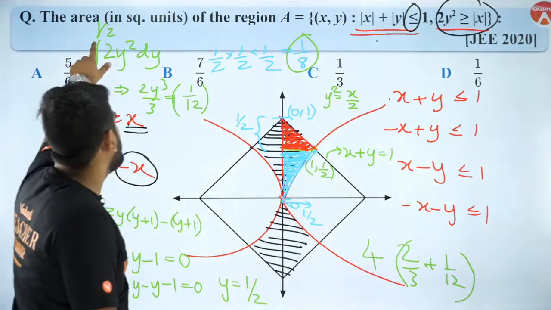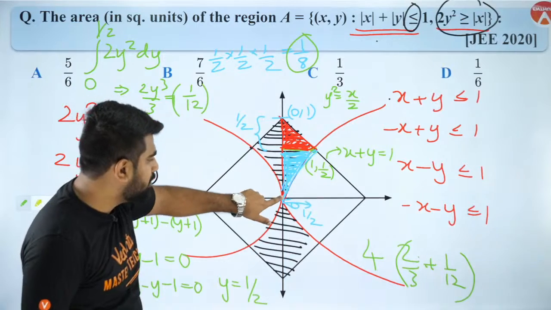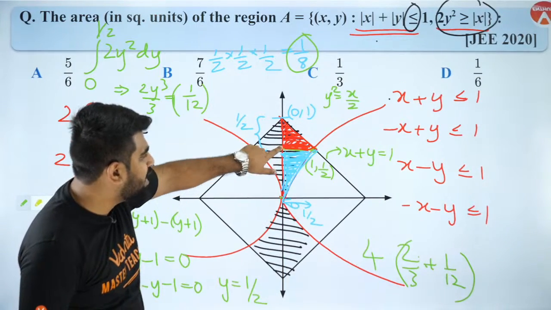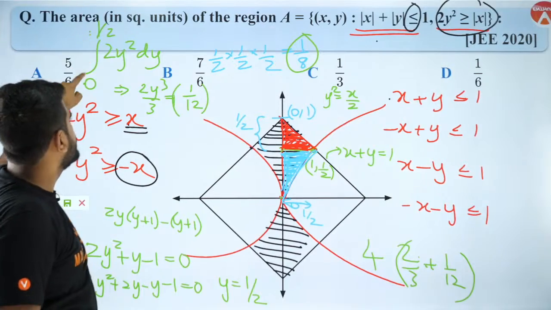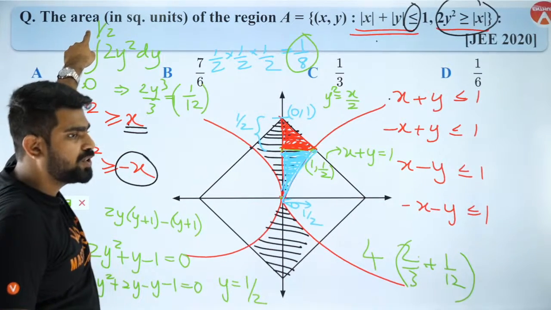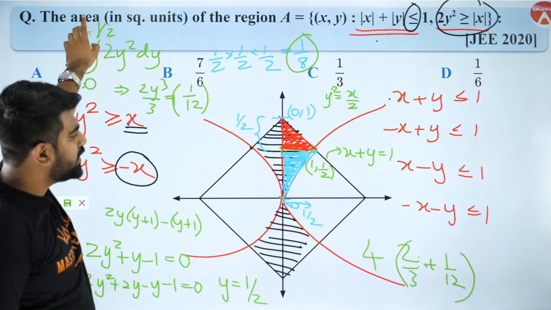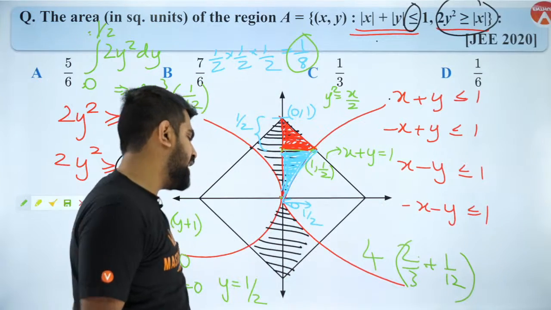So guys, y goes from 0 to half. From 0 it starts, y goes up to half. So you have to put the limits in terms of y. So 0 to half is what you should put. I hope you guys have got it. So when I do that, I'll get this as the answer.